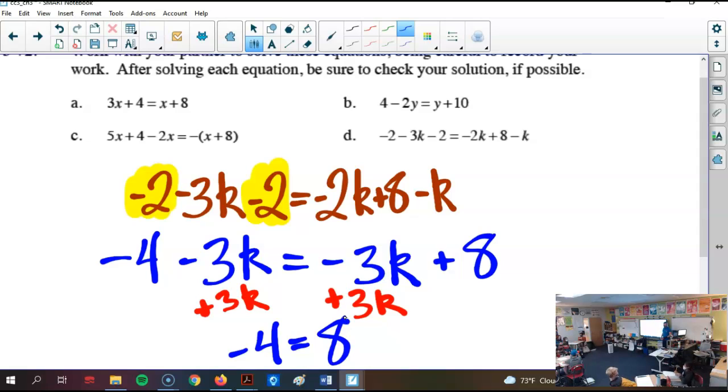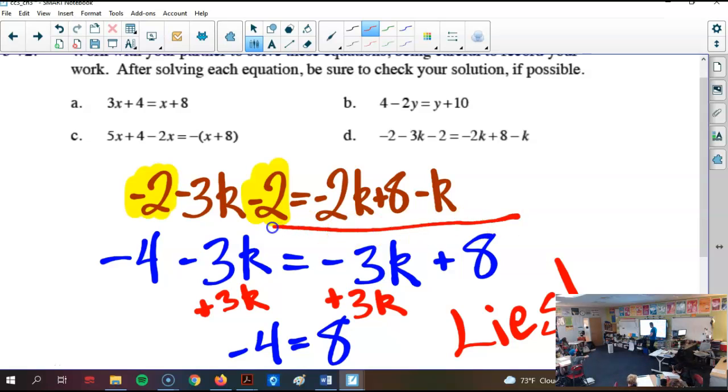No possible answer. What do you mean? Because you can't have k equals something when it's okay. Is negative 4 equal to 8? Yeah.